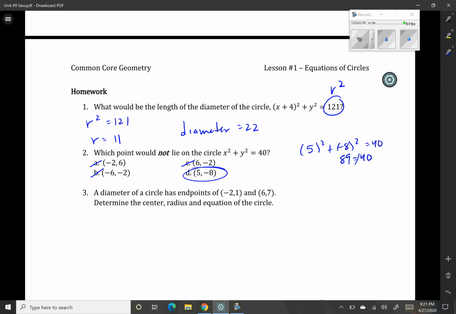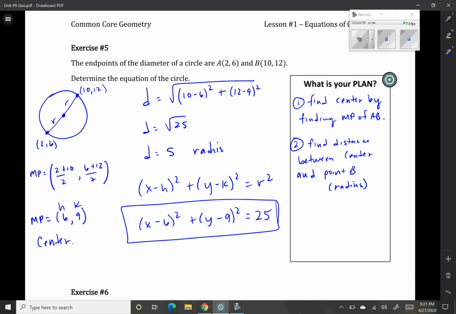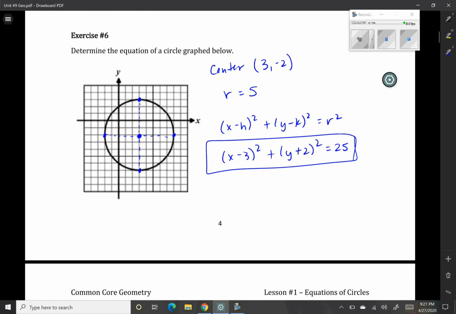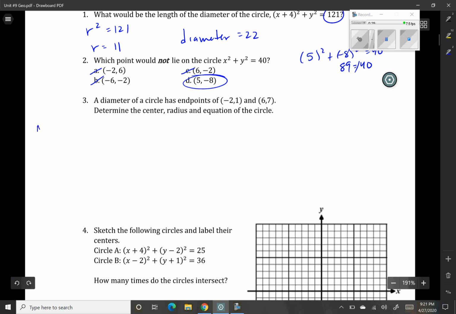If you were confused about number 3, it's exactly the same as number 5 in your notes, just with different coordinates. Follow those steps. The first thing I want to do is find the midpoint. The midpoint is going to represent the center of the circle. So -2 plus 6 over 2, and 1 plus 7 over 2. The midpoint between these two endpoints winds up being the coordinate 2, 4. This is the center.